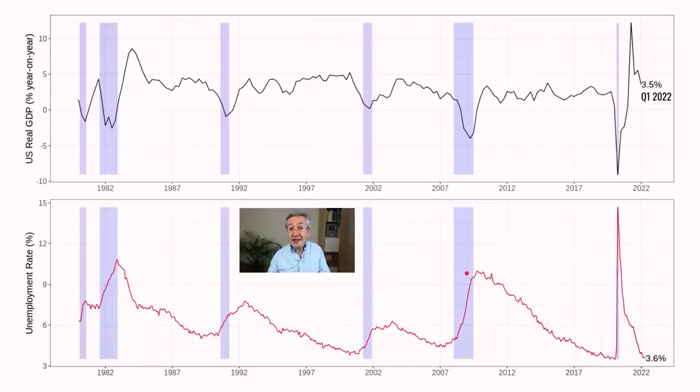So what is that telling us right now? Well, the latest unemployment numbers were extremely low, 3.6%. And you can see that that's a multi-decade low. It's a little bit higher than it was before the pandemic recession, but not by much. So while that remains the case, it's quite unlikely that we'll enter a recession.